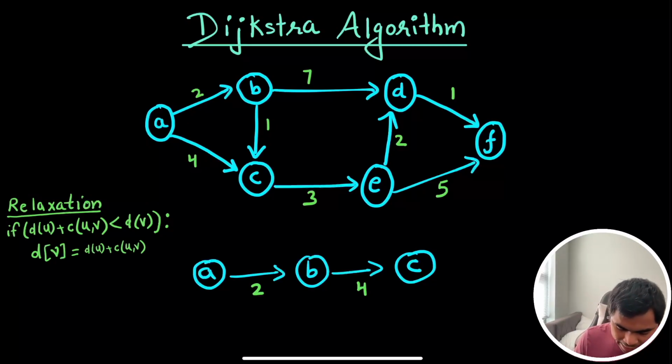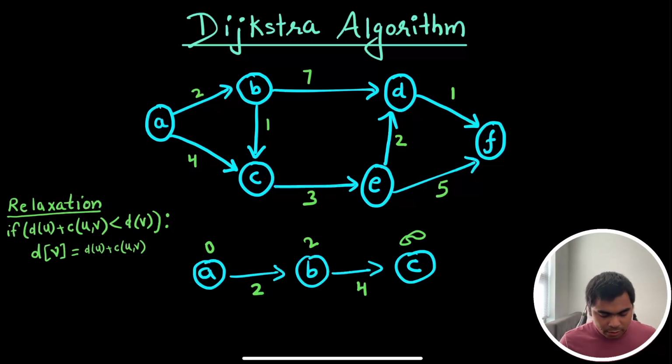So initially what really happens is we're gonna first figure out the distance from A, the direct path from A to B. So we see a direct path from A to B, so the distance from A to itself would be 0, but the distance from A to B, there is a direct path, so it will be 2, but there is no direct path from A to C, so this distance is going to be infinity. Okay, so this will be infinity.